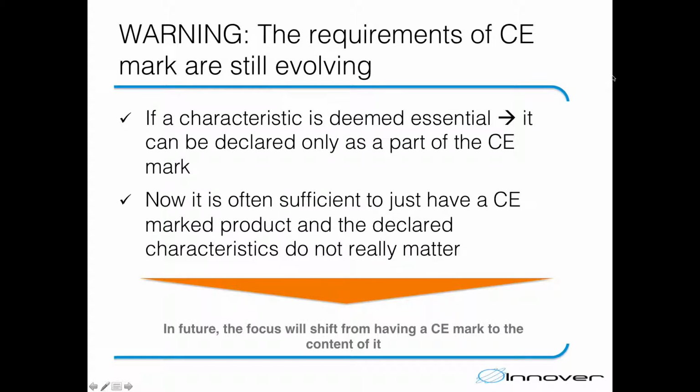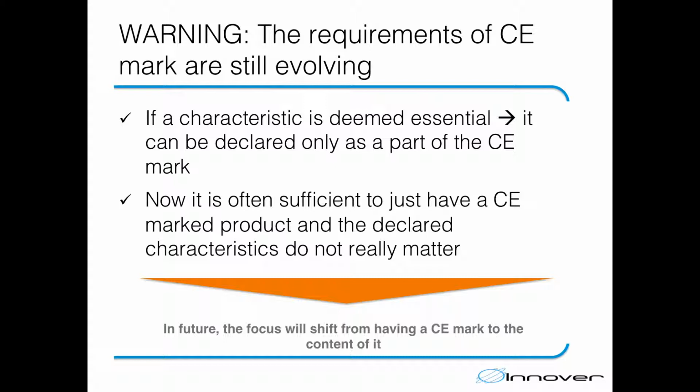And as a side note, I would just like to point out a few things about these CE markings, especially the content of the CE markings and which characteristics you are going to declare as part of the CE mark. The first thing that we haven't really gone over yet is that if a characteristic is deemed essential, so it has been listed in Appendix ZA as being essential, it can only be declared as part of the CE marking, and that's it.